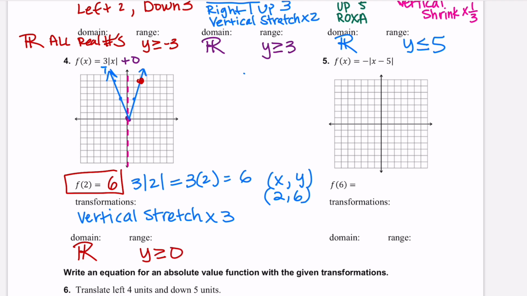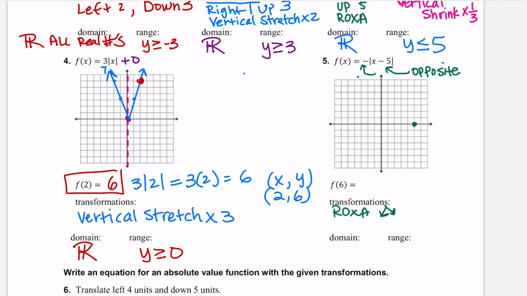On number 5, we're going to look at our transformations. We have our negative is a reflection over the x-axis. That's going to make it go upside down. Our minus 5 inside the absolute value does the opposite of what you think it's going to do. So inside the absolute value is left and right. So it says negative 5, so we're going to go in the positive 5 direction. 1, 2, 3, 4, 5. And this is going to be our vertex.